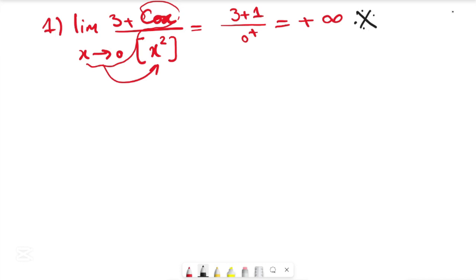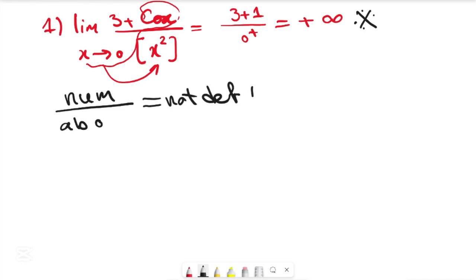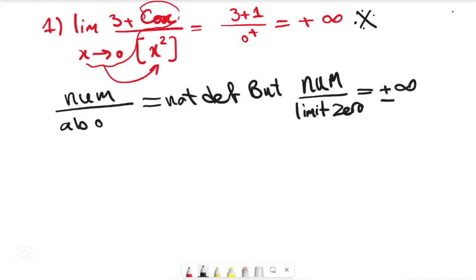Why? I can explain. We have two kinds of zero. A number divided by the absolute 0 is not defined, guys. But a number divided by a limit 0 is infinity, maybe positive or negative. What is the difference between them? For example, when you have 1 cent in your pocket, you can say, I haven't any money, but you do have money. It's not so valuable.